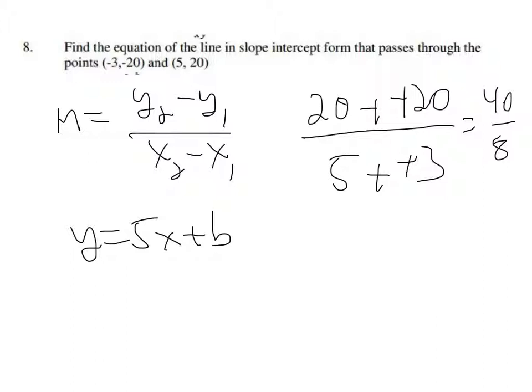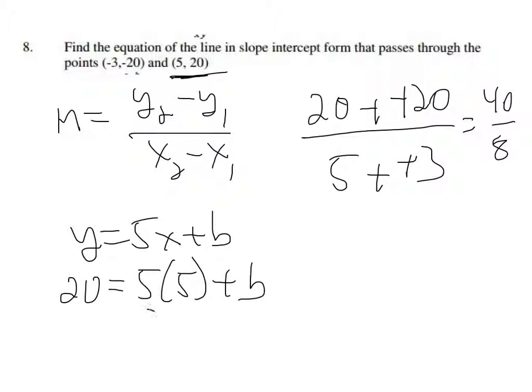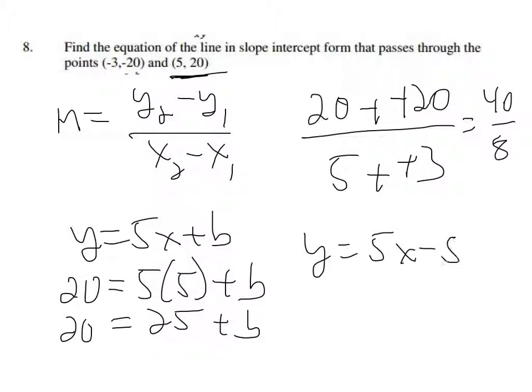Then Mrs. Bruckner had you folks doing, I'm going to go this one, 20 equals 5 times 5 plus b, that's 25. I'm going to subtract 25. That gives me b equals negative 5. So y equals 5x minus 5.